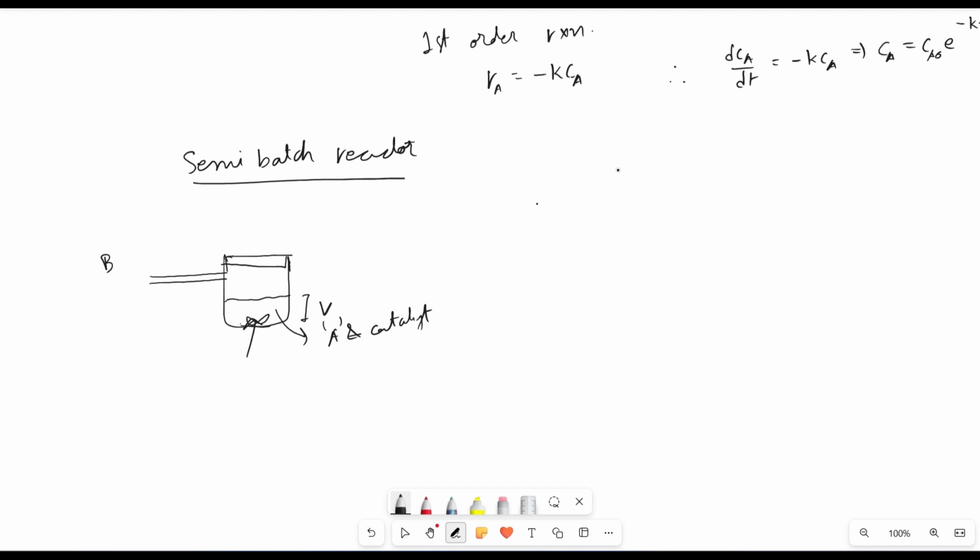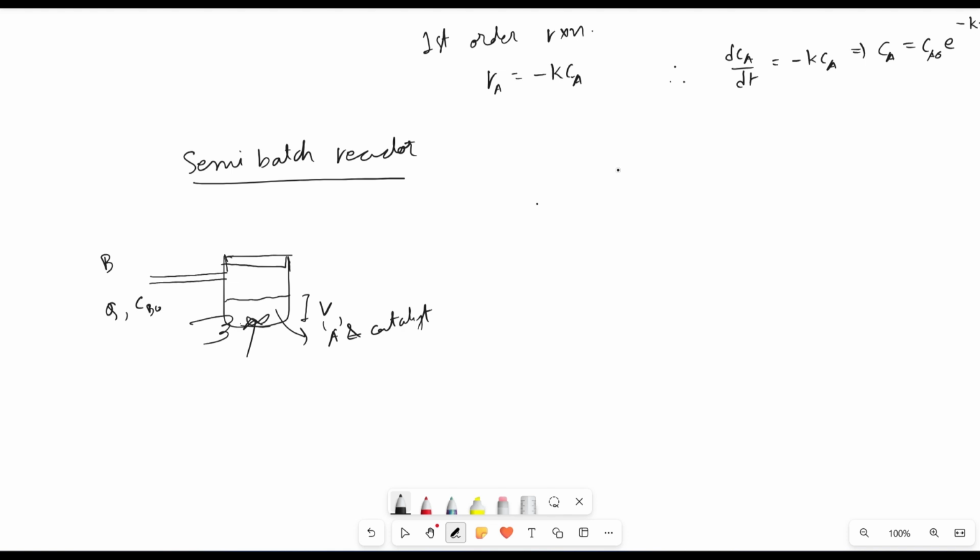This is maintained at a certain temperature. These external things are taken care of, in the understanding that external temperature and pressure are somehow kept. How it is kept, we will see in later lectures. Now suppose B is added with a volumetric flow rate of Q with a concentration of CB naught. Now this is a semi-batch reactor.